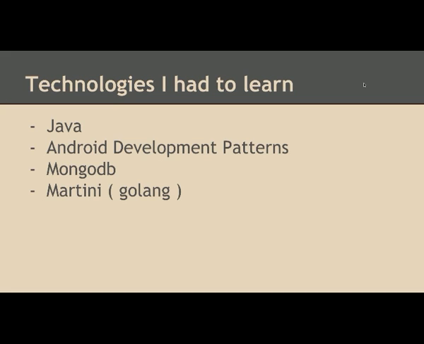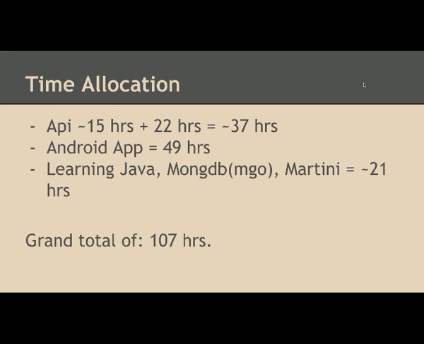As it goes for my time allocation, I'd started working on my API before I thought about using software to track my development time. So that is where the about 15 hours comes from, next to the API. And then the other 22 hours for API are actually measured hours from the software that I was using. That totals up to about 37 hours for the API alone.